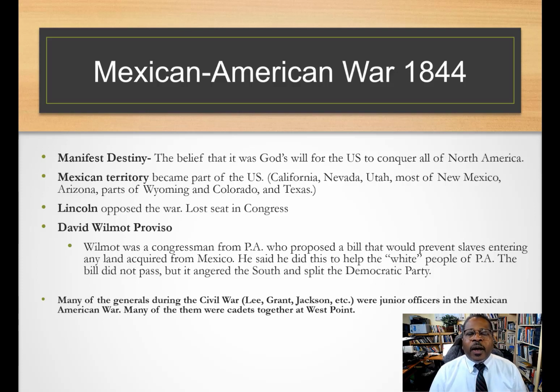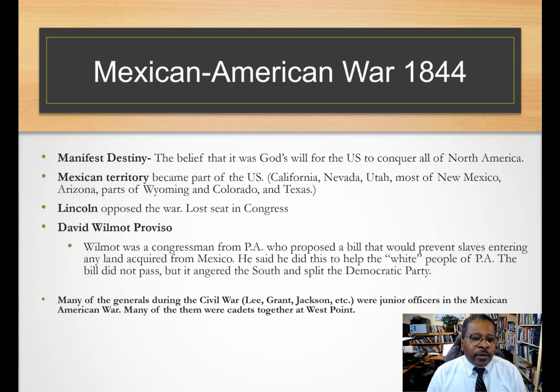And what David Wilmot was saying is he doesn't want people from Pennsylvania to have to compete with slave labor if they move west. Because if Southerners also move west, they'll have slaves doing most of the work. And if that happens, there won't be many opportunities for white people who expect to work for a salary.